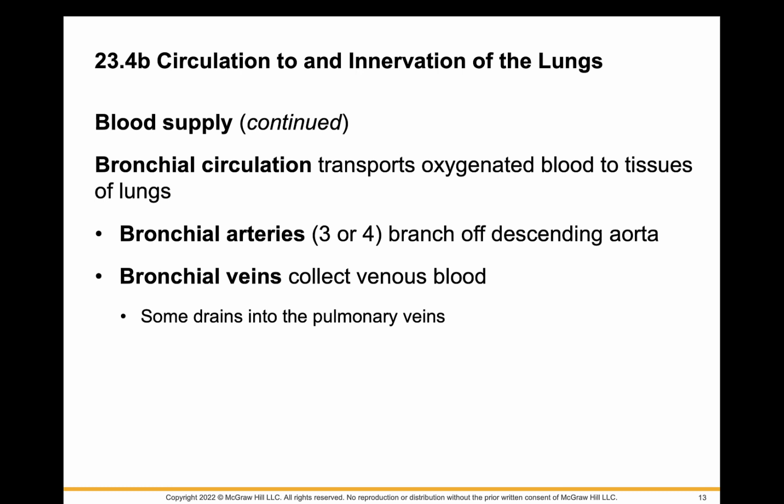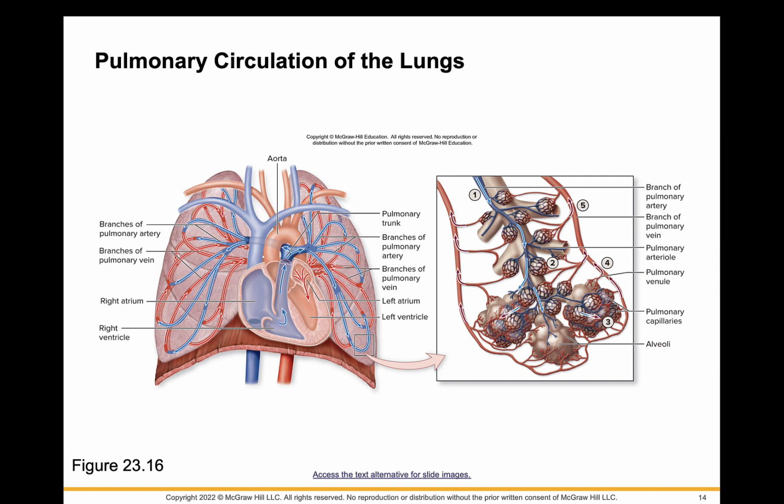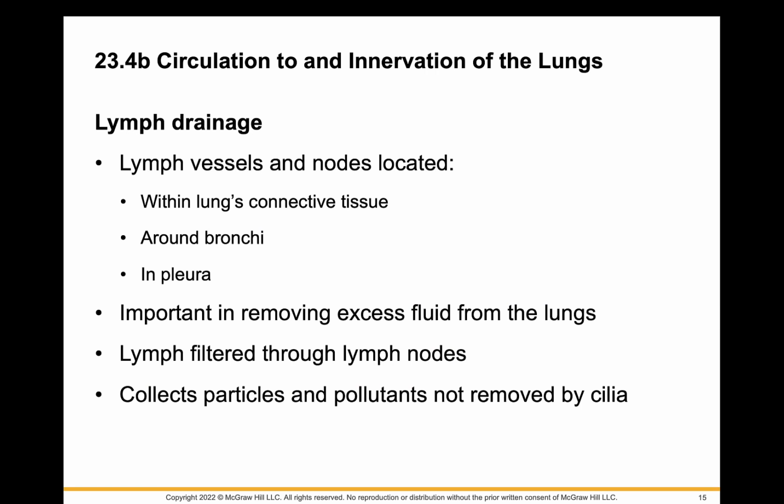If we look at the bronchial arteries, there are 3 or 4 branching off of the descending aorta, and there are also bronchial veins. These collect venous blood, which drains into the pulmonary veins. Here we can see the 2 circulatory systems of the lung itself. We see the pulmonary circuit, which was addressed previously when we talked about the systemic versus pulmonary circuit. And now we're looking at the bronchial system, which is responsible for blood supply to the bronchioles and such.